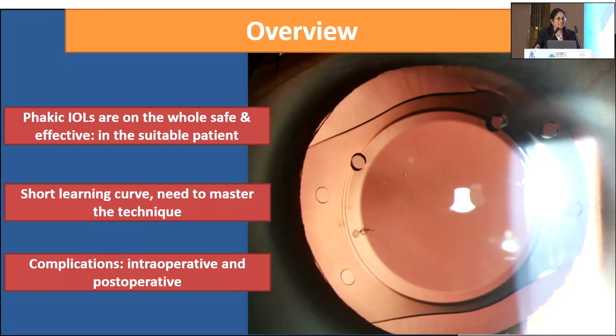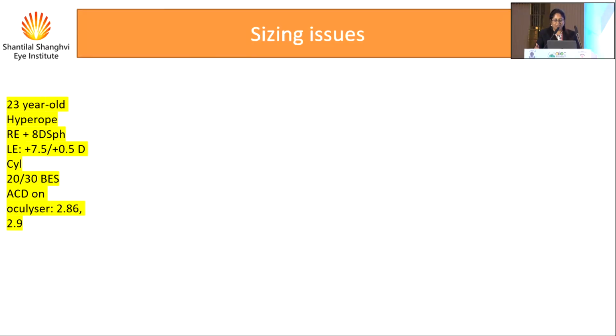If all of us were able to figure out A scans and biometry for a cataract surgical patient, I think phakic IOL can be adapted very easily in most practices. But like any surgery, it has its interesting points like intraoperative and postoperative complications, so be ready for that as well. I'm not showing videos because on day one I had a lot of challenges with my videos, so I decided to show you a few patients and discuss some of the problems that you can have.